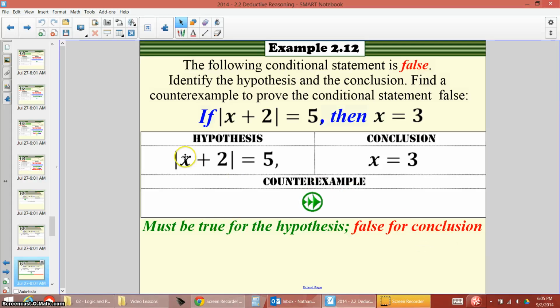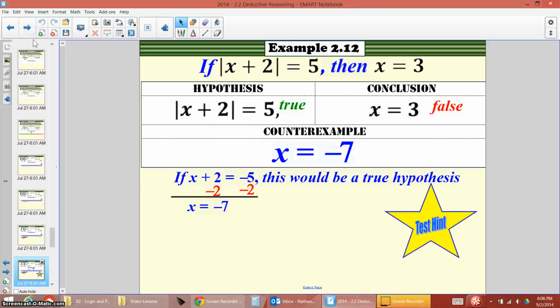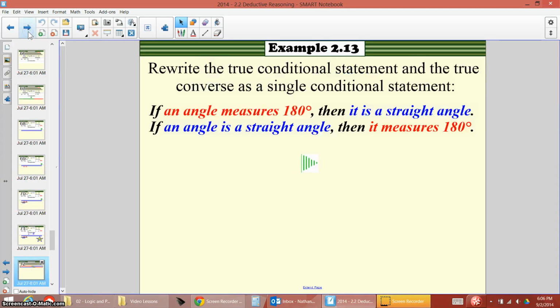So right here, I've got absolute value of x plus 2 equals 5. Can I think of anything else here that equals a negative 5? Well, I would look at this, I'd say, well, if I set it up like this, I subtract 2 over, and I get negative 7. So I'd say, well, if x equals negative 7, it is true for this side, it does equal 5, but 3 is not negative 7. And therefore it's false for the conclusion.